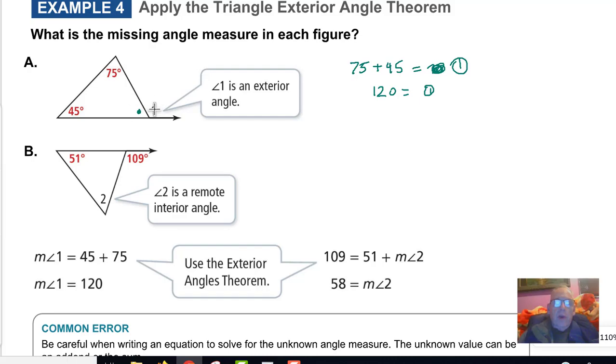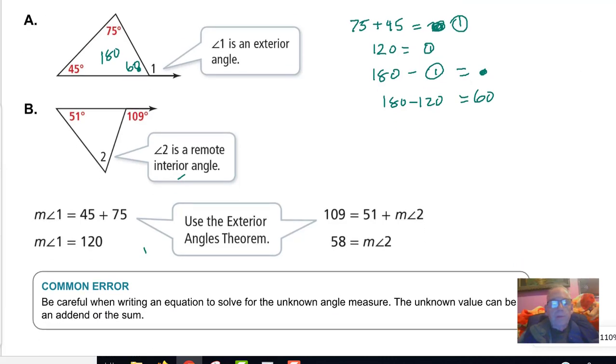Together, these are a linear pair, so 180 minus the measure of 1 is going to be the measure of the missing angle, but the measure of this angle 1 is 120 degrees. That leaves 60 degrees for the measure of the missing angle. And if we check, these angles add up to 180. Now let's look at B.